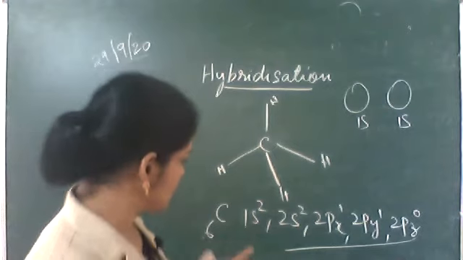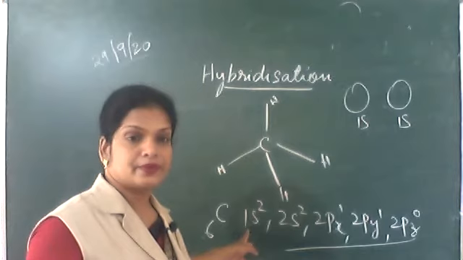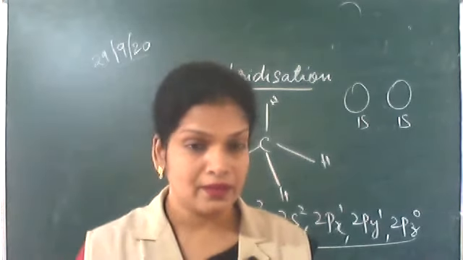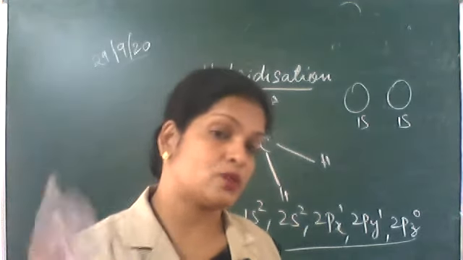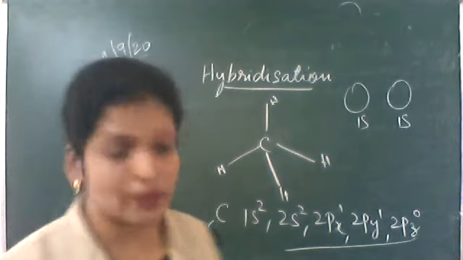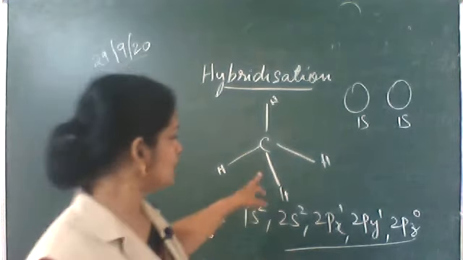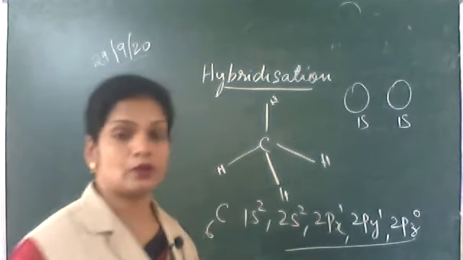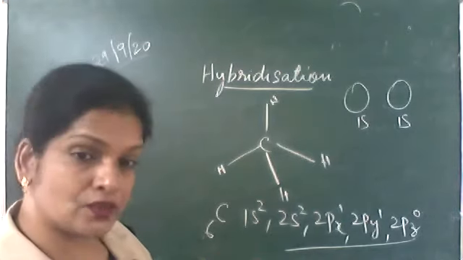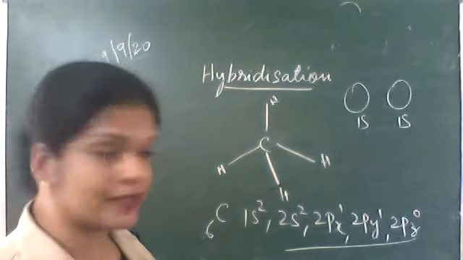In hybridization, the inner orbitals are not considered. We are seeing some results and we are manipulating a theory, saying this could have happened. So to account for tetravalency, that is 4 bonds, we are going to manipulate a theory, that 4 orbitals are intermixing.